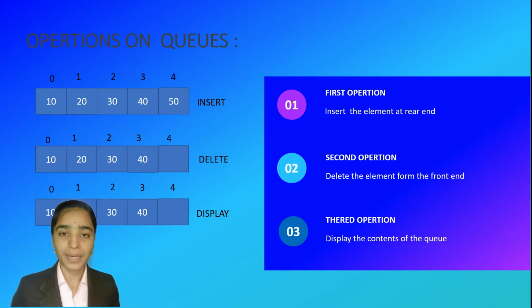We now look at the operations of the queue. A queue contains three operations. The first one is insertion, the second one is deletion, and the third one is display.